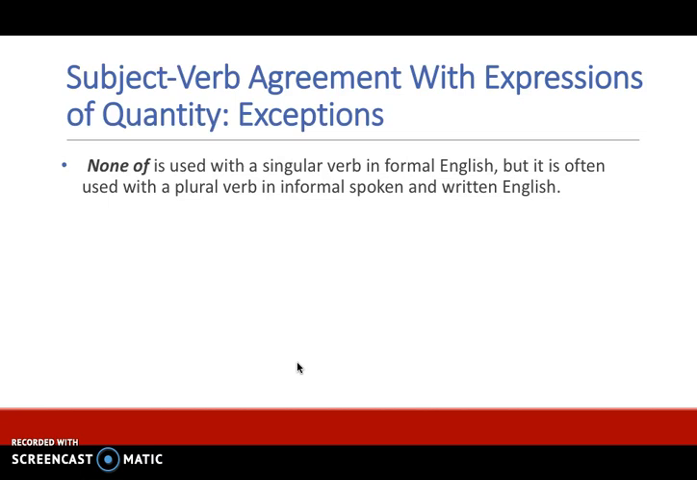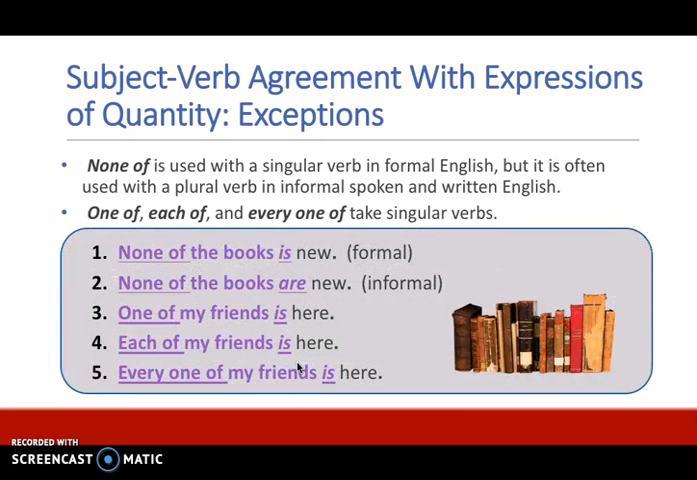None of is used with a singular verb in formal English, but it is often used with a plural verb in informal spoken and written English. One of, each of, and every one of take singular verbs. Here are some examples. Number 1, none of the books is new.